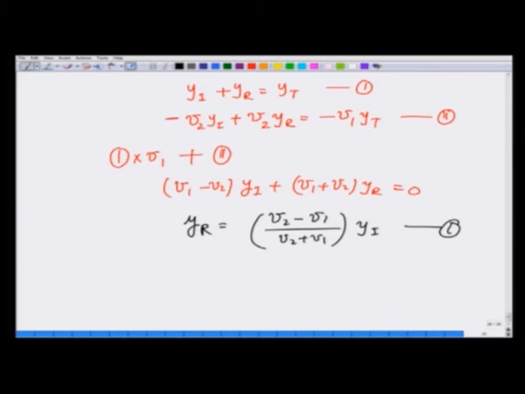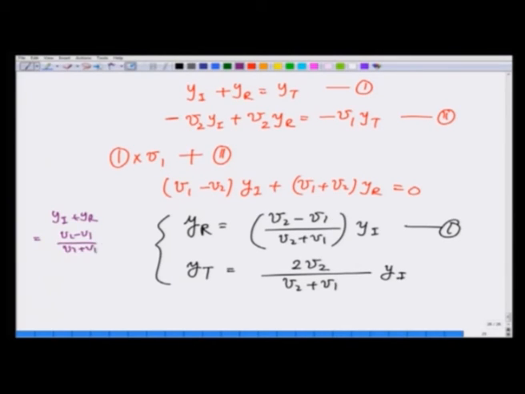Again do a similar manipulation and you are going to get y transmitted is equal to 2 v2 divided by (v2 plus v1) y incident. Let us check the boundary conditions quickly. If I take y_I plus y_r, which is equal to (v2 minus v1) over (v2 plus v1) plus 1, times y_I, this indeed gives me 2 v2 over (v2 plus v1), which is my answer here.